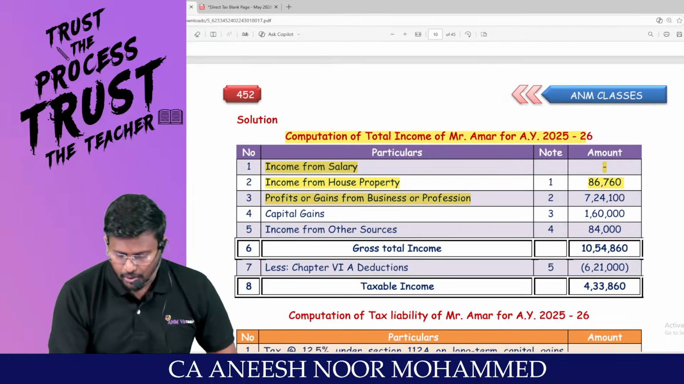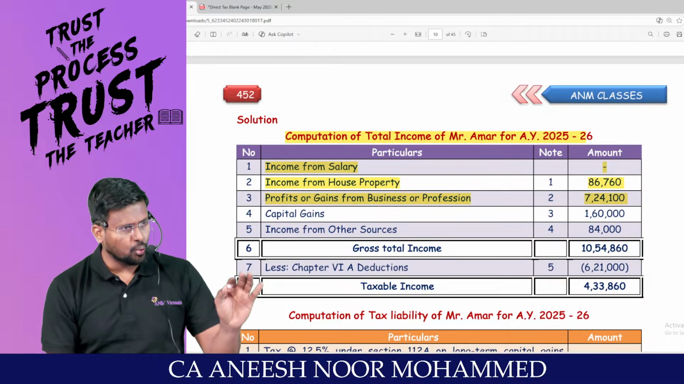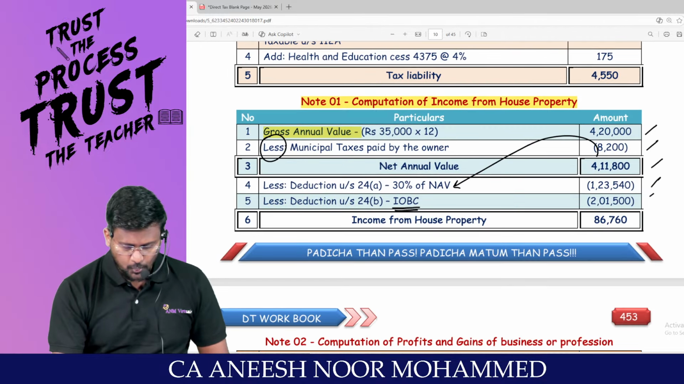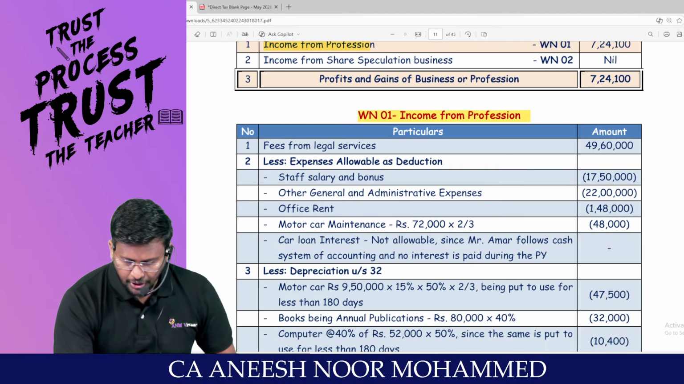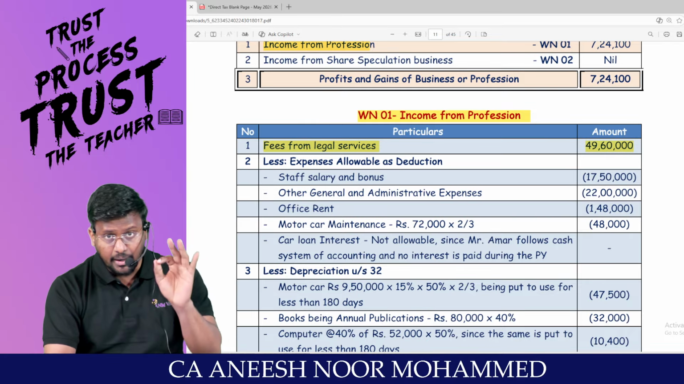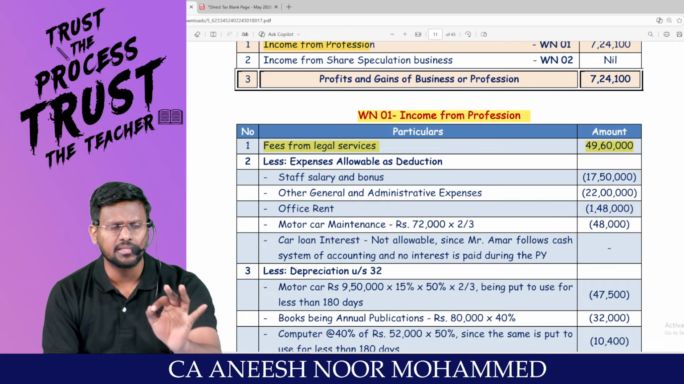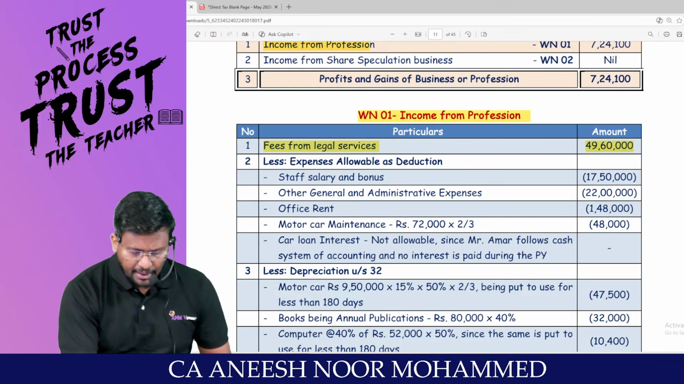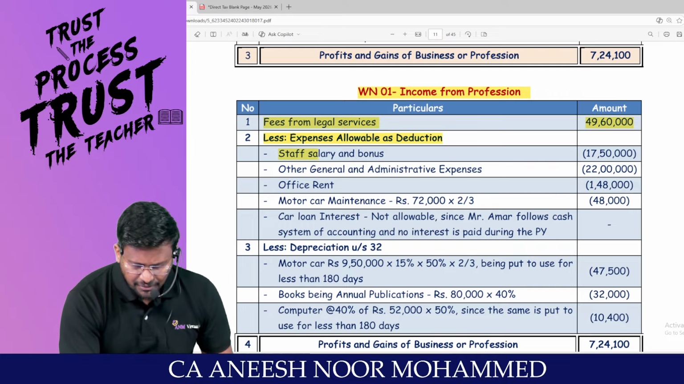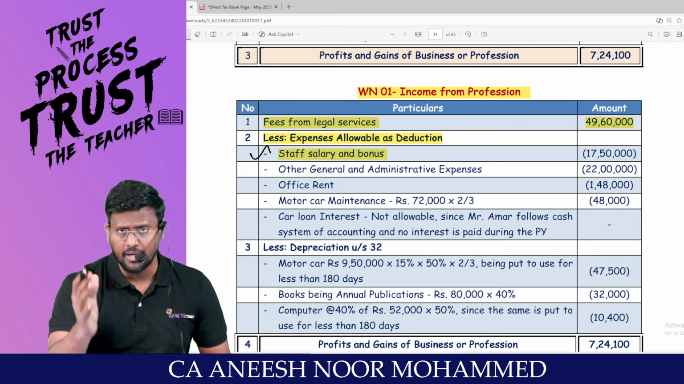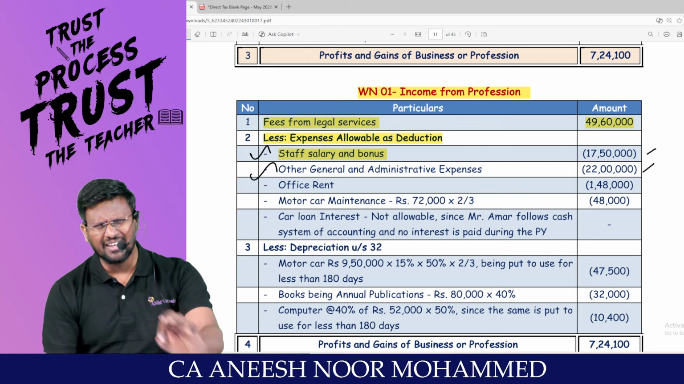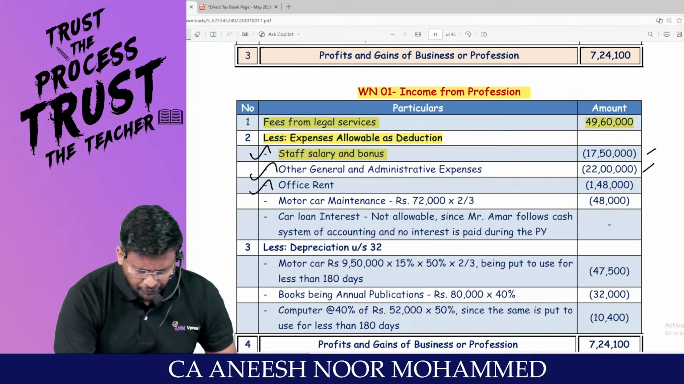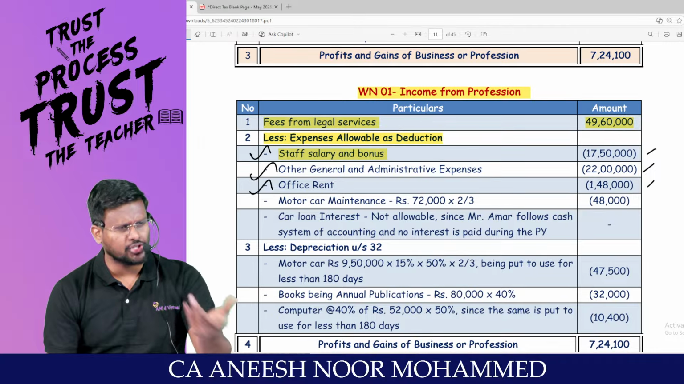Coming to PGBP, you tell me, is this a net profit route or the direct method route? That means whatever direct items are there, you have to take care. First, I am calculating income from profession. My dear lovable students, fees from legal services, directly I have to show 49,60,000 rupees as the fees from profession. Less expenses allowable as deduction. Staff salary and bonus, it's a direct professional expense. You have to remove it. Other general and administration expense, it's a direct professional expense. You have to remove it. Office rent, it is clearly related to profession. You have to remove it.